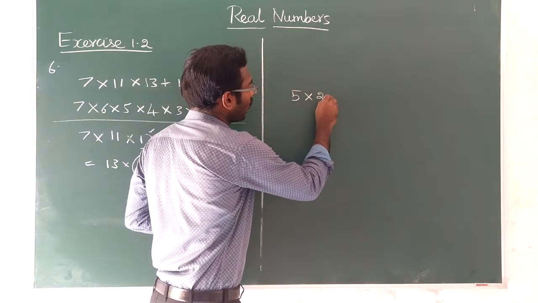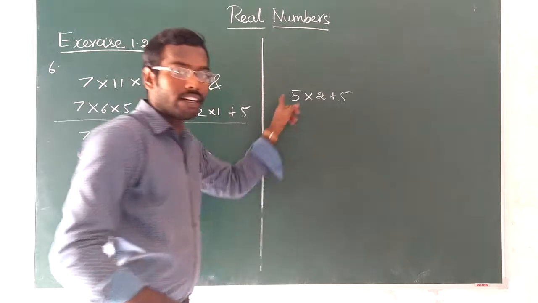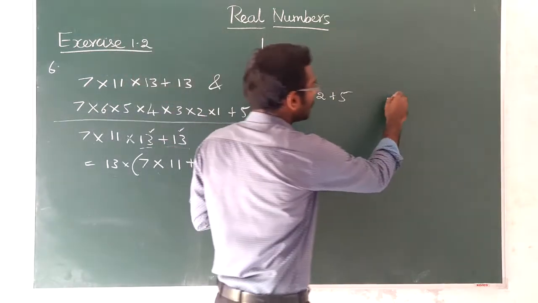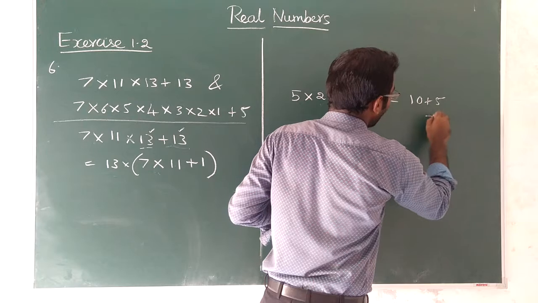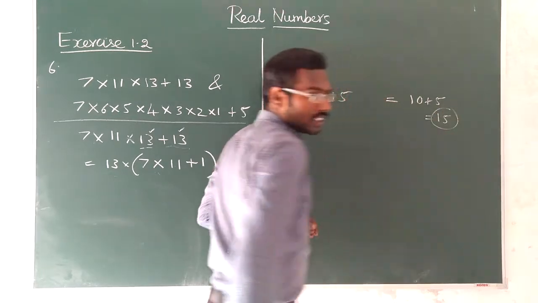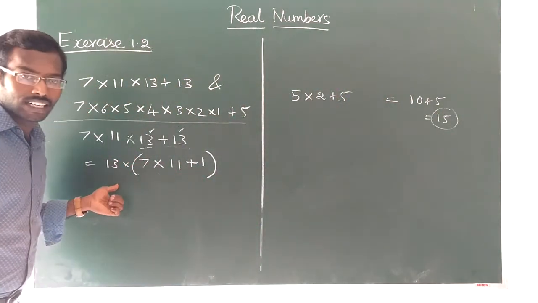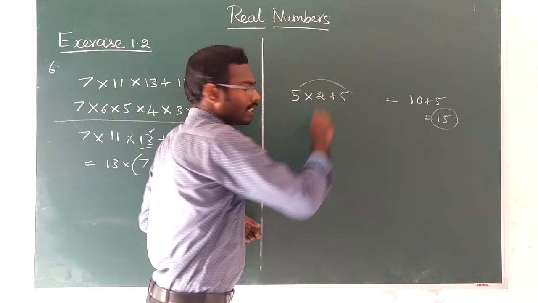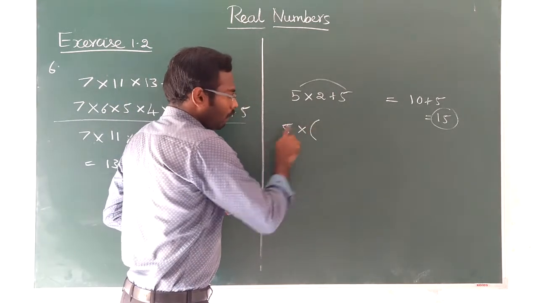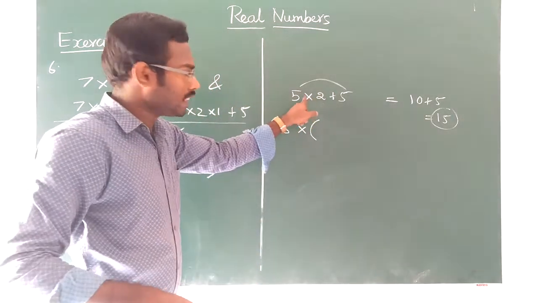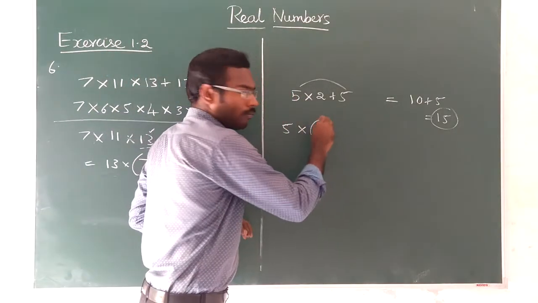5 into 2 plus 5. So what is the answer? 5 into 2 is 10. 10 plus 5, answer is 15. Shall we check that in our method? So 5 and 5 are the same. I am taking 5 commonly outside. This 2 is in multiplication, so I am writing it in multiplication.